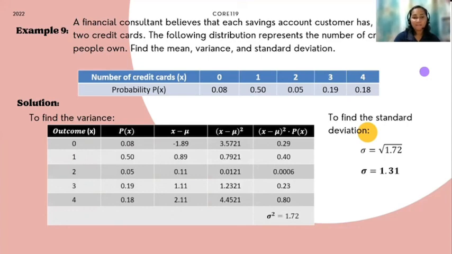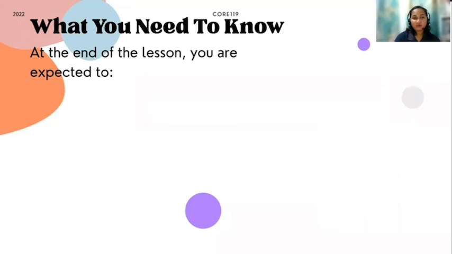You can actually construct a histogram out of this problem. So just take note that for the x-axis, we have 0, 1, 2, 3, and 4. And then for the y-axis, we have these corresponding values. Okay? So you may construct a histogram as your practice exercise for this video and for this session. Okay? So now, let's see if we were able to discuss all of the things that are required for us to know in this lesson.